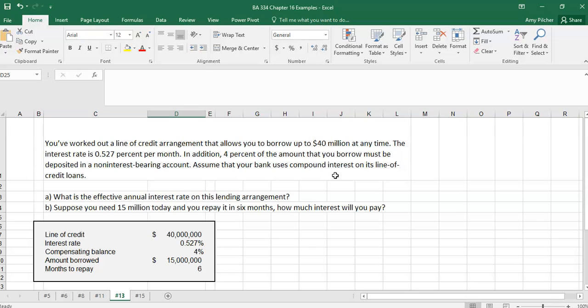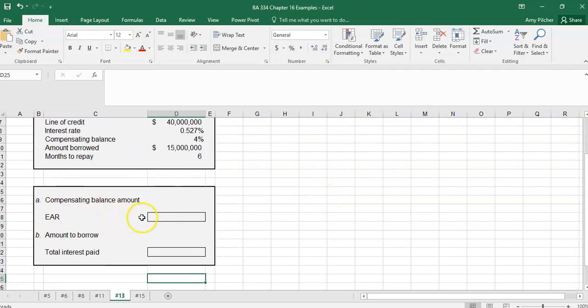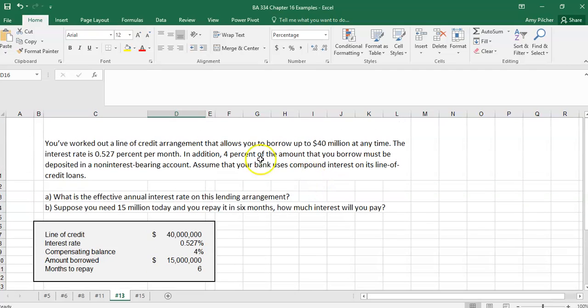So we want to know, one, what is our effective annual interest rate, because we're given a monthly interest rate. And then we want to know how much interest we'll pay on a $15 million loan. So first, our compensating balance amount. How much do we have to keep in that account? This 4% of what we borrow must be deposited in a non-interest bearing account.